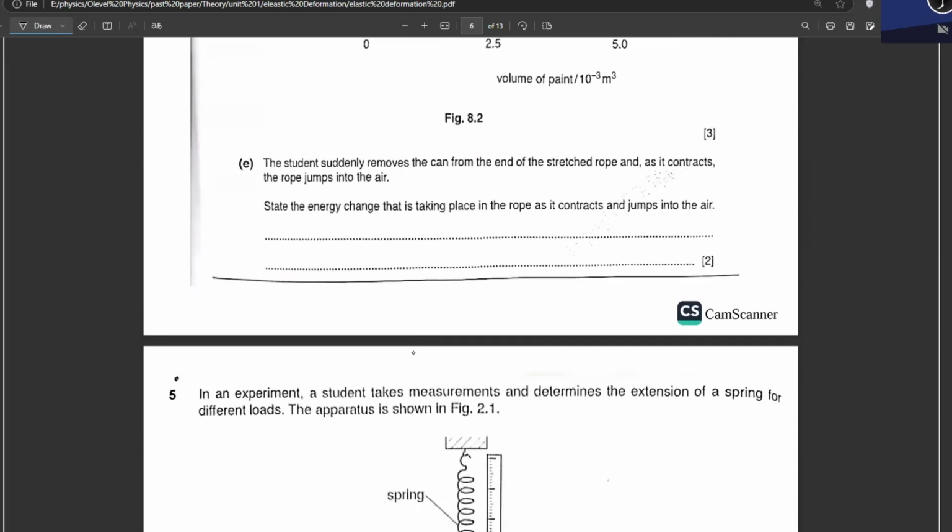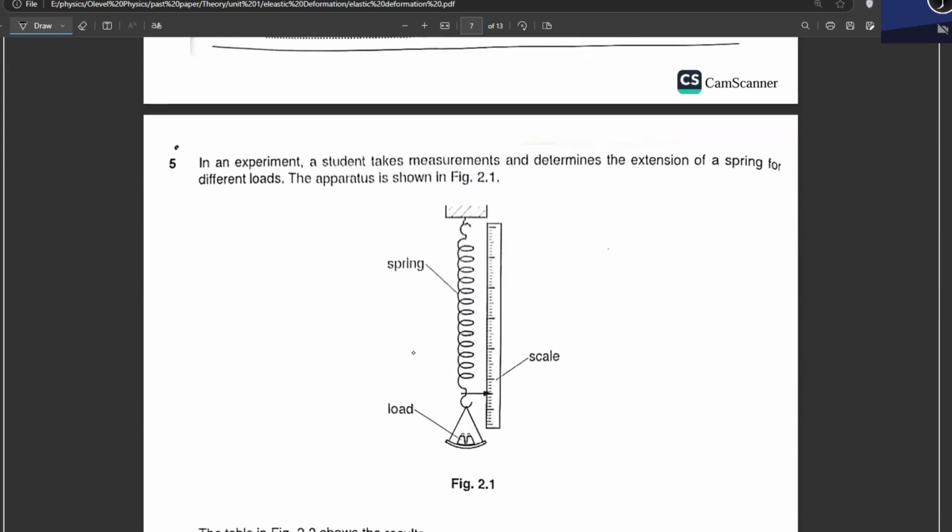The student suddenly removes the can from the end of a stretched rope and it contracts. The rope jumps into the air. State the energy change that is taking place in the rope as it contracts and jumps into the air. So basically what is happening? Elastic potential energy is getting converted into what? Gravitational potential energy due to its height and kinetic energy due to its velocity. Let's move on to the other question.